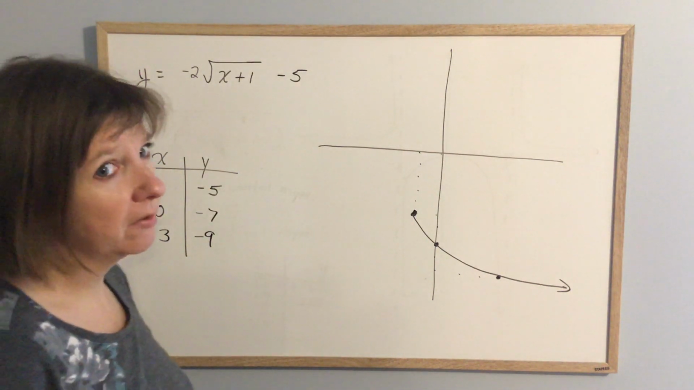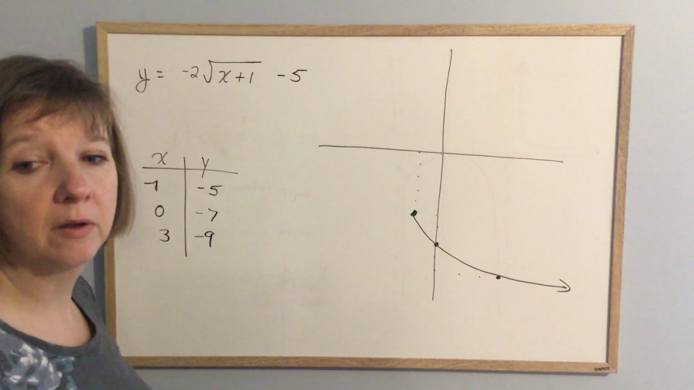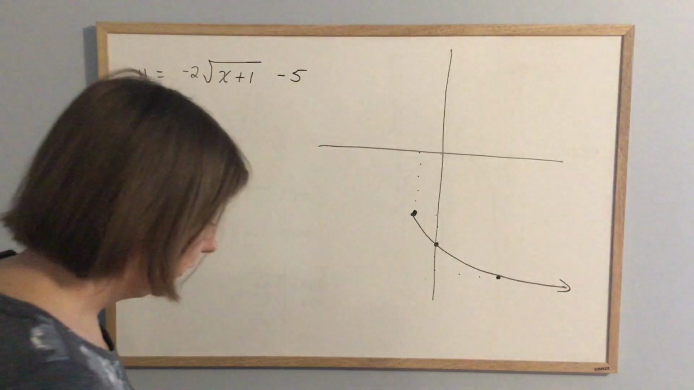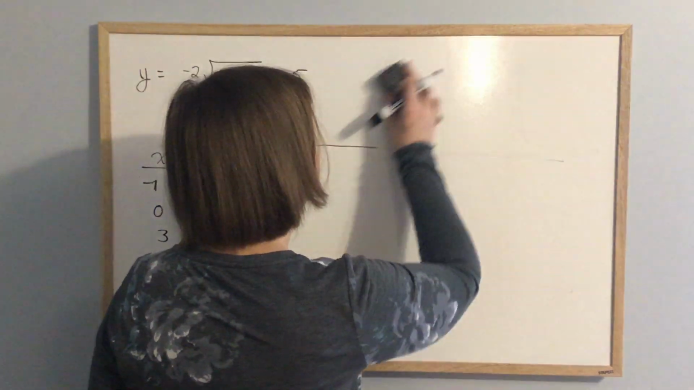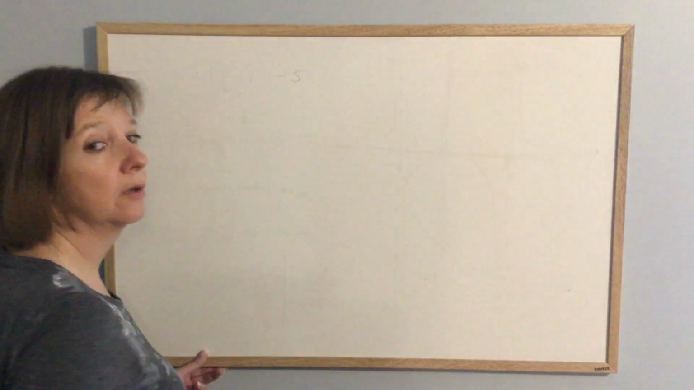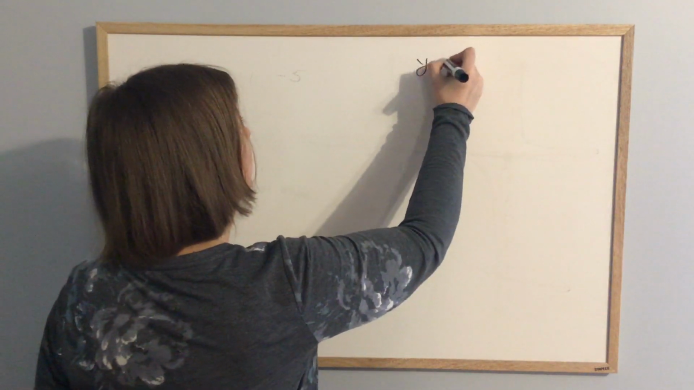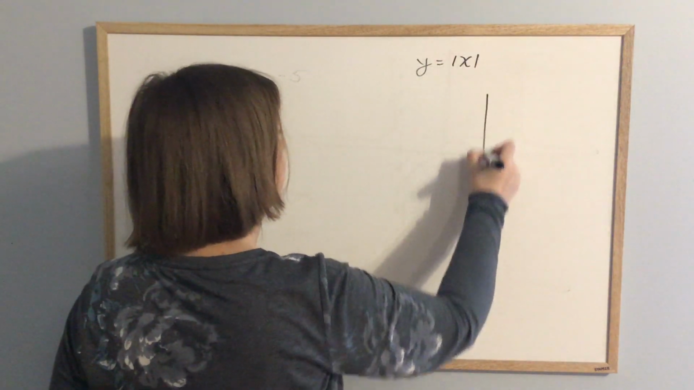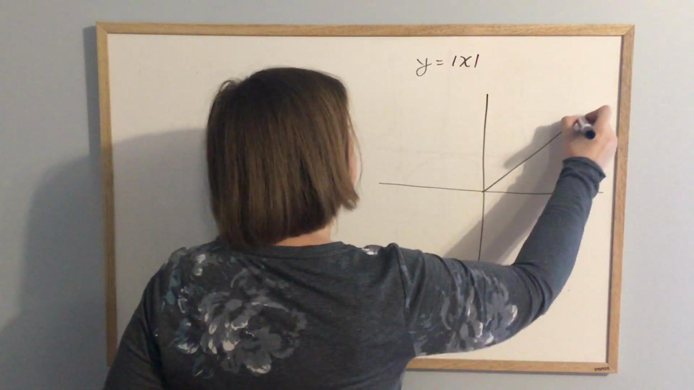I already knew basically what it was going to look like, but if you're struggling, do a quick table of values. Same thing if you have an absolute value to do. The graph for the absolute value of x, if you have y is just equal to the absolute value of x, we talked about this briefly way back when, it's just a v.